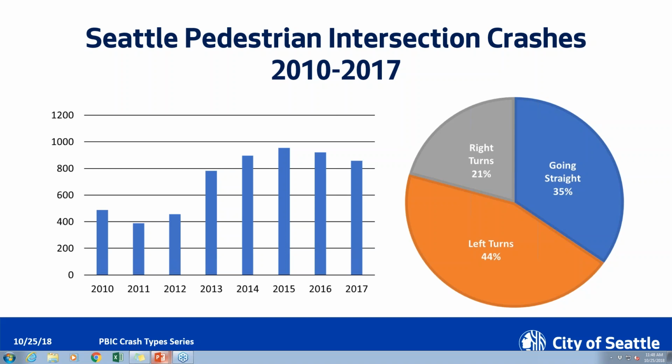This is all intersections, not just signalized. If you dive into signalized intersections, you see that left turn number go up even higher. It gets closer to 60%, and the right turns will drop down closer to 10% to 8%.